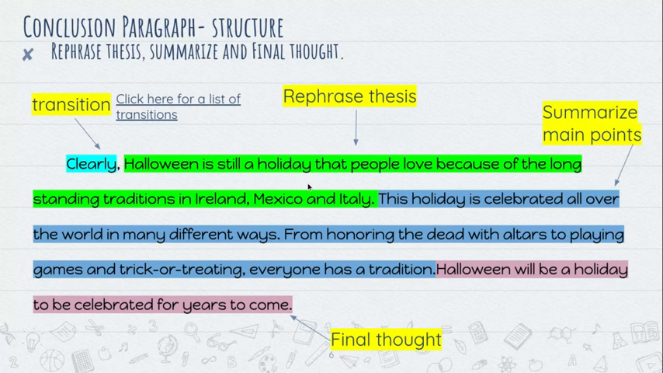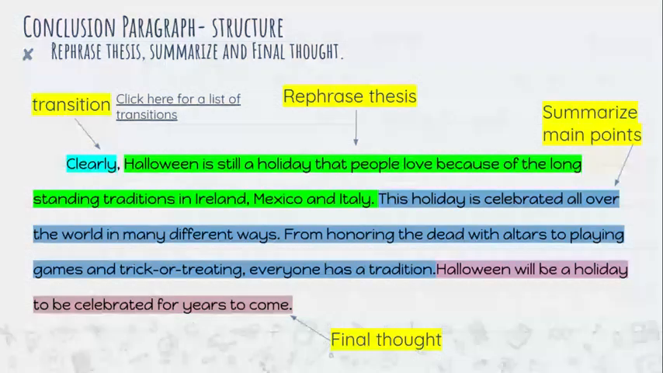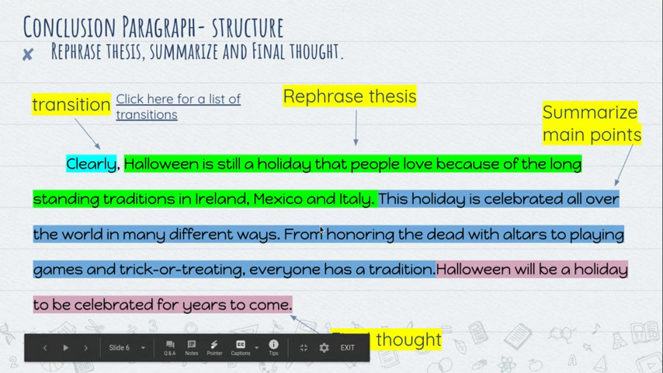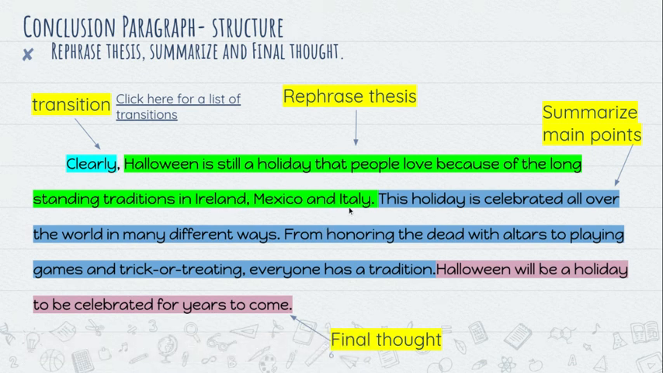Then you'll notice in the blue, you're going to summarize your main points. So I'm talking about holidays and how they're celebrated around the world in many different ways. And then in the second sentence with the summarizing points, I talk about how they honor the dead, playing games, trick-or-treating. So what I've done is I've pulled a little something from each country here just to summarize what I talked about mainly in those paragraphs.